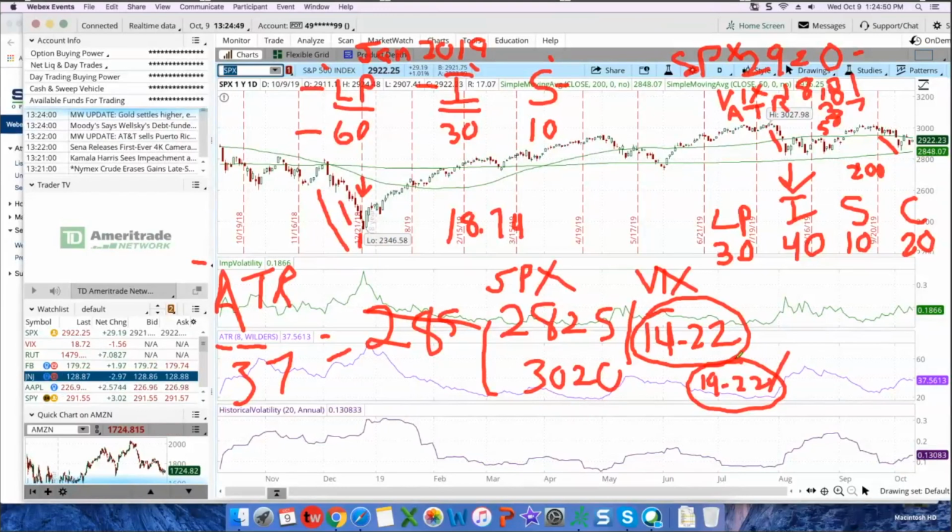Average true range is, when you're looking at these candles, the ones with the bigger candles, right? Average true range is taking the distance between the high and the low in SPX every day. So it's telling you how much movement. The bigger the candle, the more movement in SPX for the day, right?